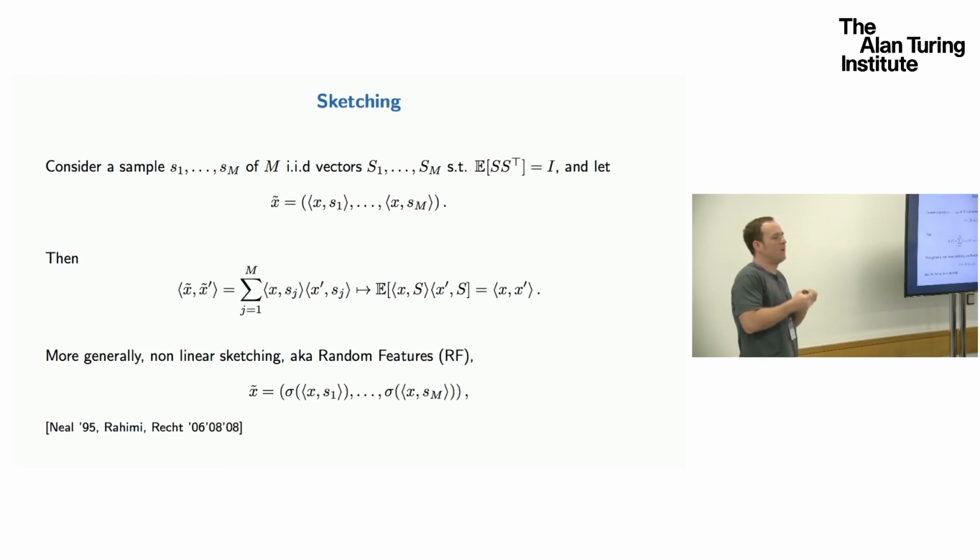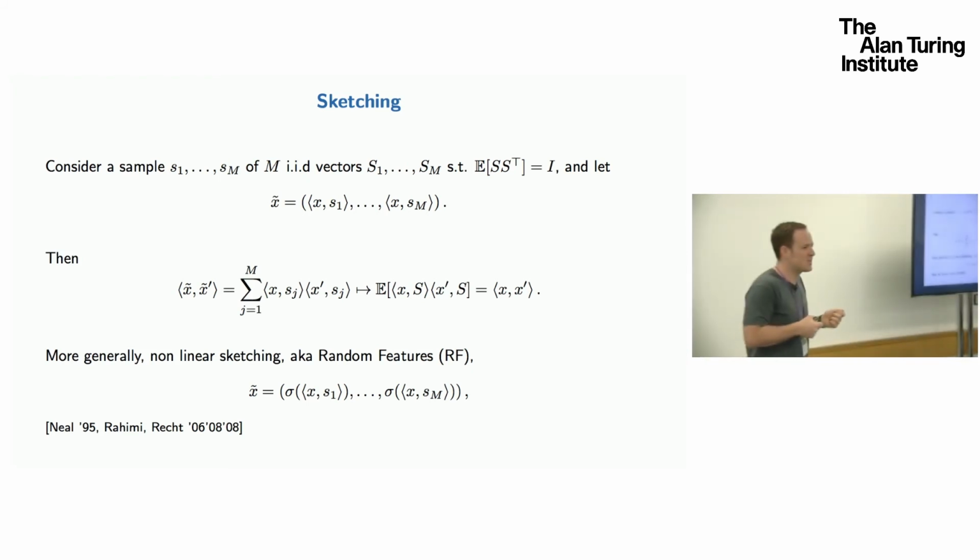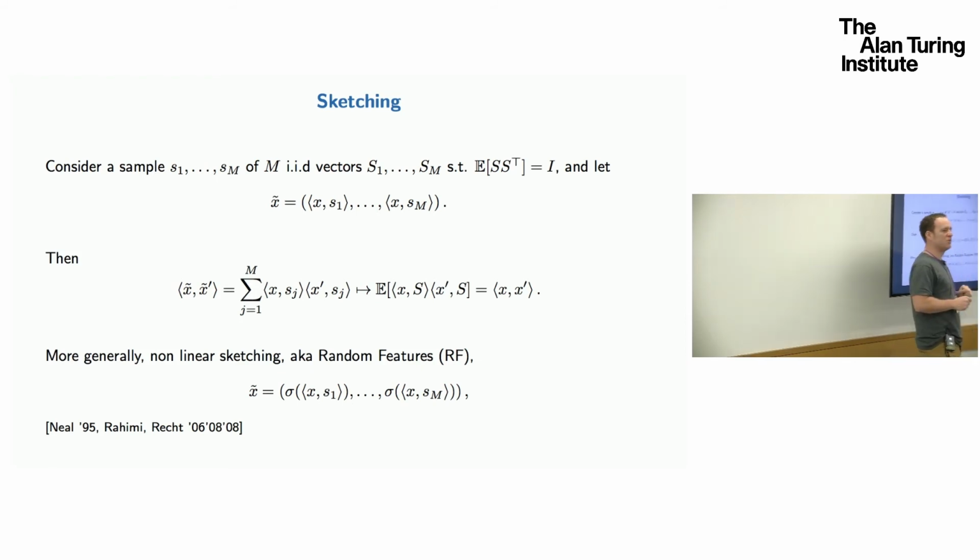In practice, when you have a large data set, oftentimes you try to find tricks to reduce its dimension. It's too big, it doesn't fit in memory, and so what you try to do is to reduce its size. There are a couple of different ways of doing it, which are very much related. The first one is sketching. Sketching is basically just taking a vector and multiplying it by a sequence of vectors.